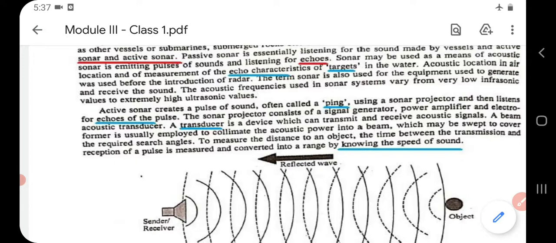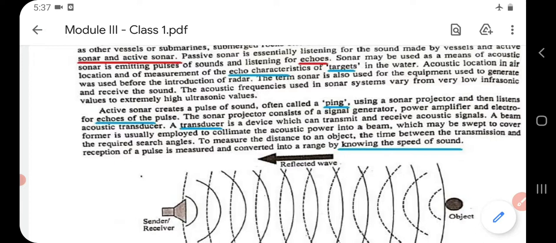Now let us see what the components of an active sonar are. It consists of a signal generator, power amplifier, and an electroacoustic transducer. What is a transducer? It is a device which can transmit and receive acoustic signals. Later a beam is used to collimate the sound waves, and a collimator is used to converge them into a single beam, and then it is sent to distant objects.